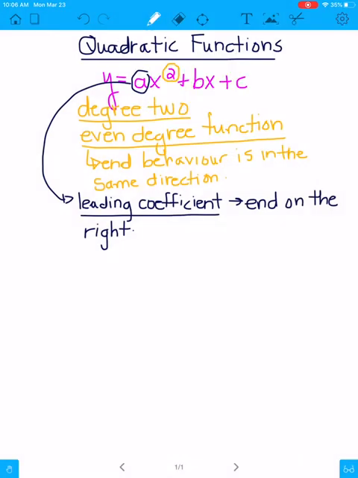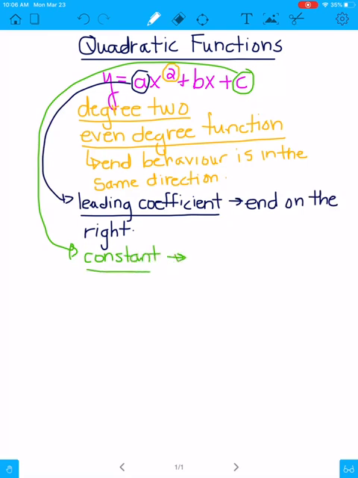Then we have our c value at the back, which is our constant. Our constant is still our y-intercept. It didn't change, because if we plug zeros in for our x's, the only thing left would be the letter without an x. So our constant is still our y-intercept. My pen is fighting me right now, not wanting to write.